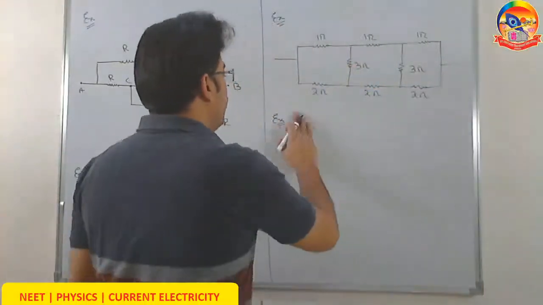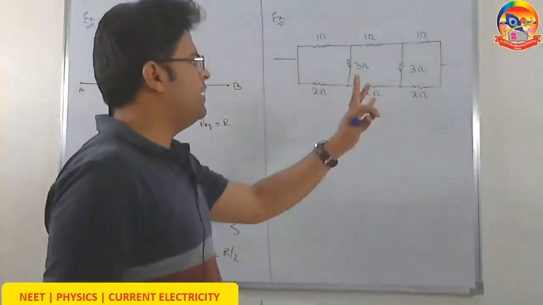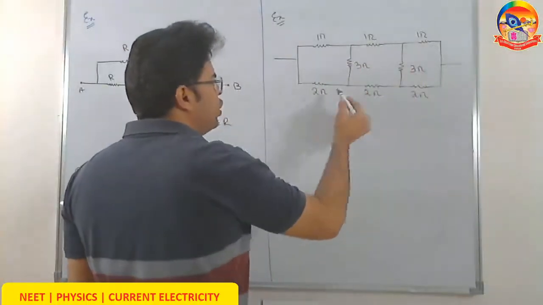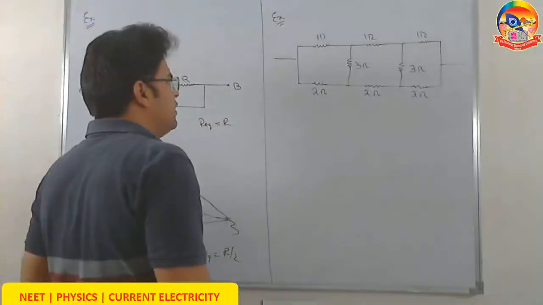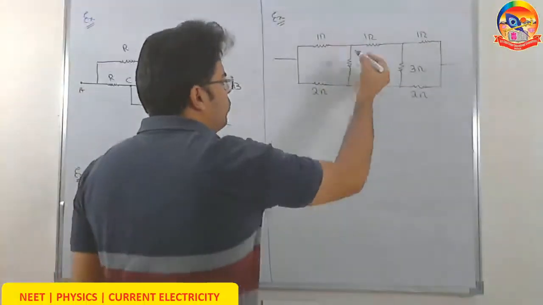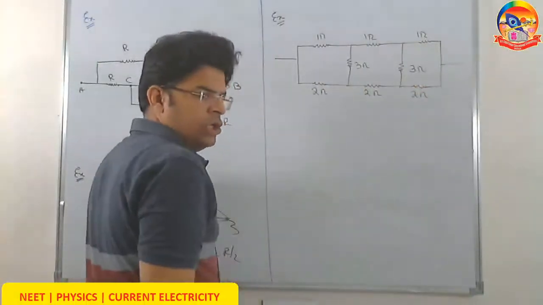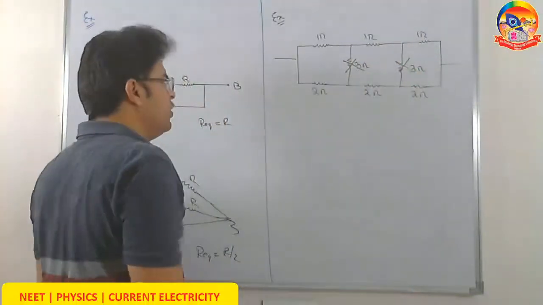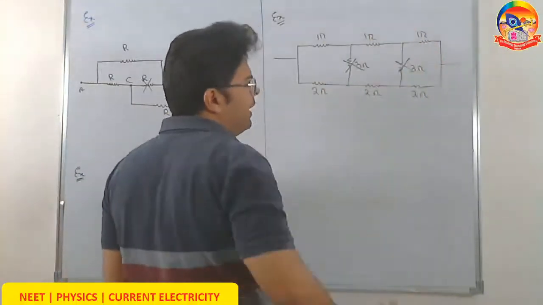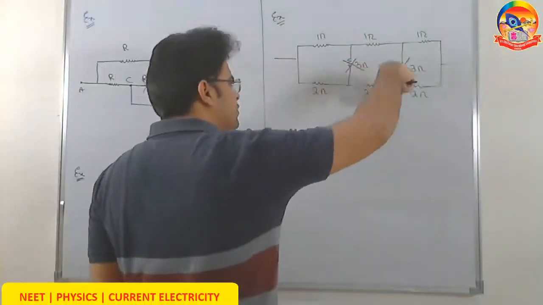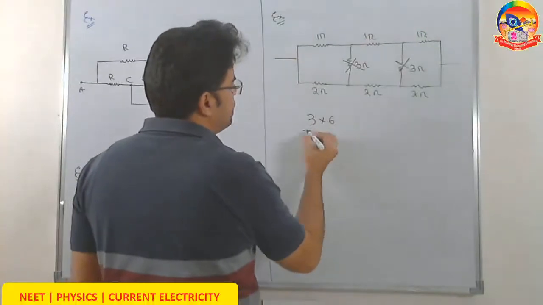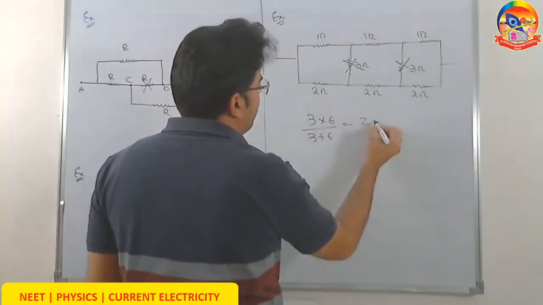Let's practice one more example on extended Wheatstone bridge. So there are resistances 1, 1, 1, 3, 3, 2, 2, 2. What is the equivalent resistance? So now here 1 by 2, 1 by 2, 1 by 2. So no current flows through these two, 3 ohm. So now the net resistance of the upper line is 3 ohm. The net resistance of the lower line is 6 ohm. So the equivalent resistance is 3 into 6 upon 3 plus 6, that is 18 by 9, that is 2 ohm.